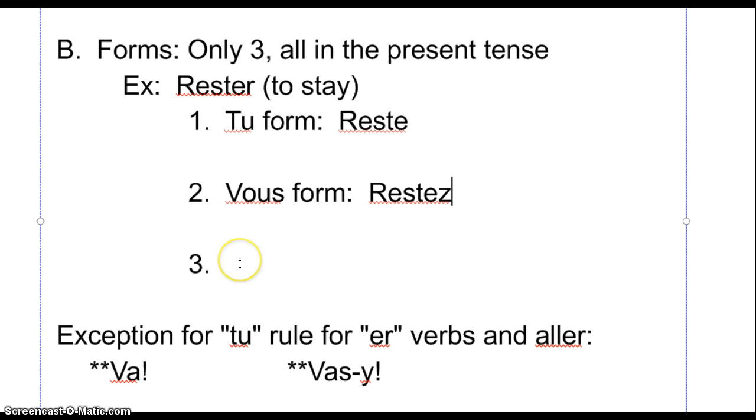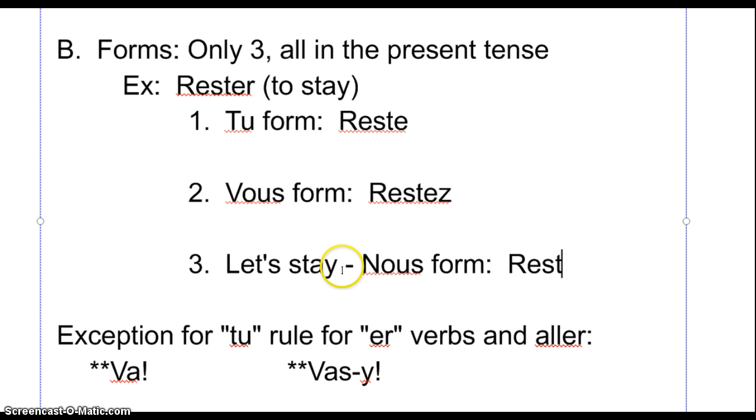The third form is one that English has as well. It's when I'm speaking to a group of people, but I'm included. So we're using a nous form here. In English, we would want to say something like, let's stay. In English, we have to make this extra verb. We have to put this let's in here and then our main verb. And French says, you don't have to do that. If you have the nous form, just conjugate the verb in the nous form, restons, and now you have the present tense form of the imperative for nous, let's stay. In English, it's 2 words. In French, it's only 1.